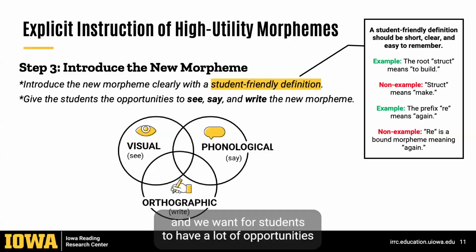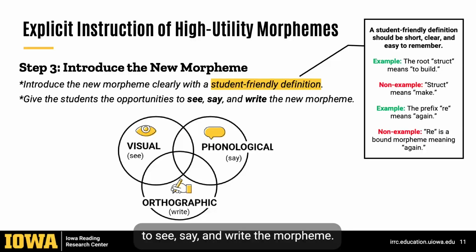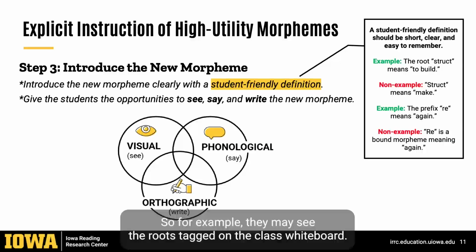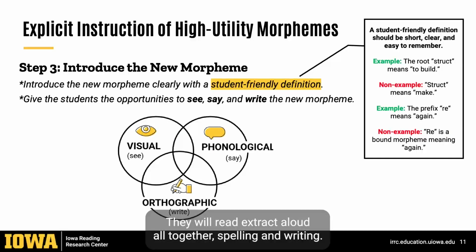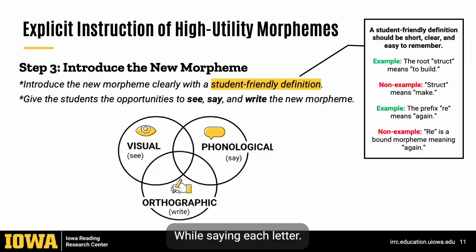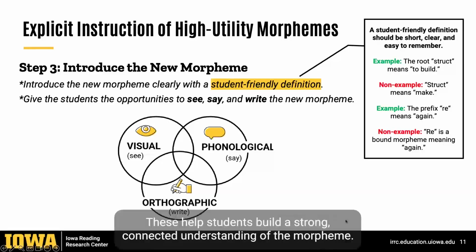And we want students to have a lot of opportunities to see, say, and write the morpheme. So, for example, they may see the root struct on the class whiteboard, they will read struct aloud all together, spell it, and write it while saying each letter. This helps students build a strong connected understanding of the morpheme.